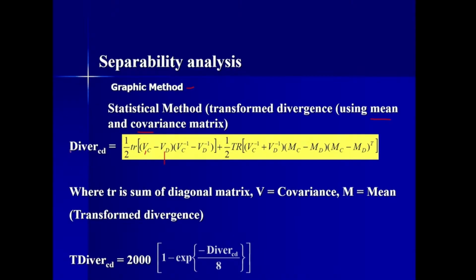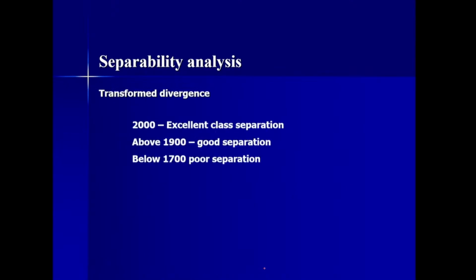And from these you can find out the divergence parameter, and divergence you can use here to get the transformed divergence. So by this formula you can get the transformed divergence. And if you see the range of values of transform divergence, if the value is 2000 then it is excellent. If the value is above 1900 it is good separation, and if the value of transform divergence is below 1700 then you will get poor separation between classes.